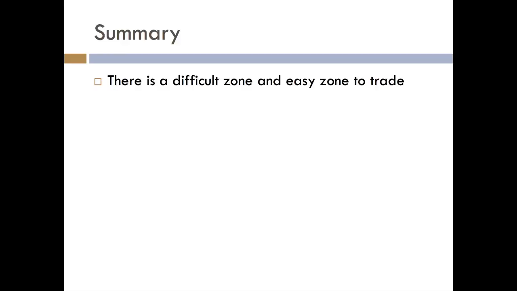Okay, let me summarize what I've just said today. What's important is that, first of all, there is an area or zone that's difficult to trade and zone that's easy to trade. And the zone that's difficult to trade is also hard to make money. And the zone that's easy to trade is easy to make profit. So when you are looking at the real chart right in front of you, try to identify whether it's the easy one or difficult one.